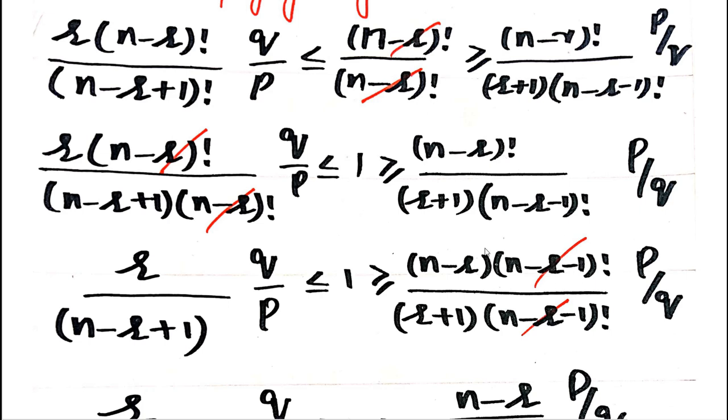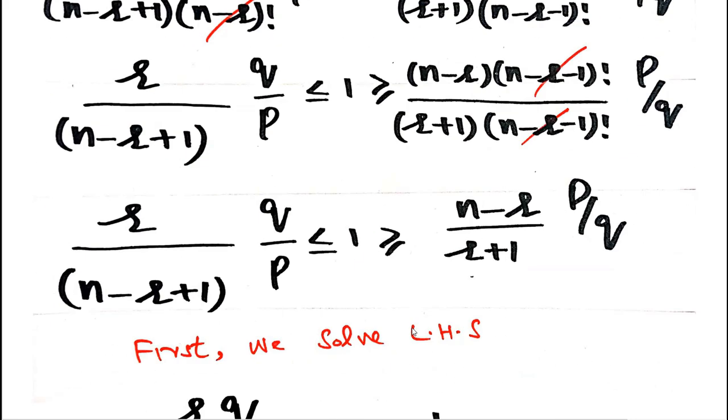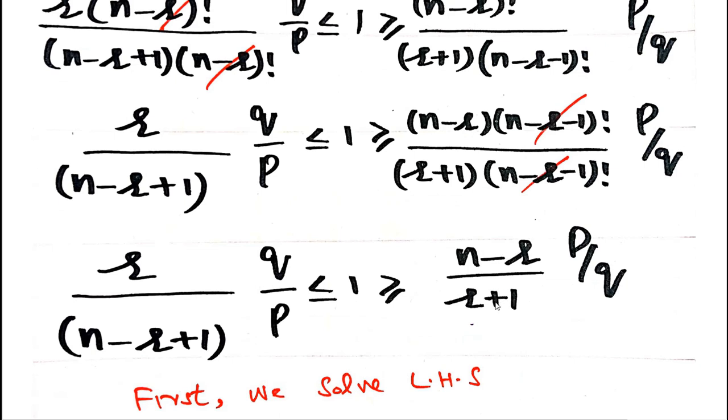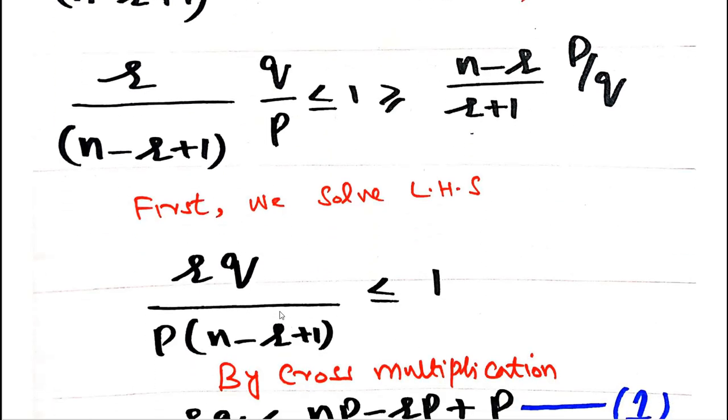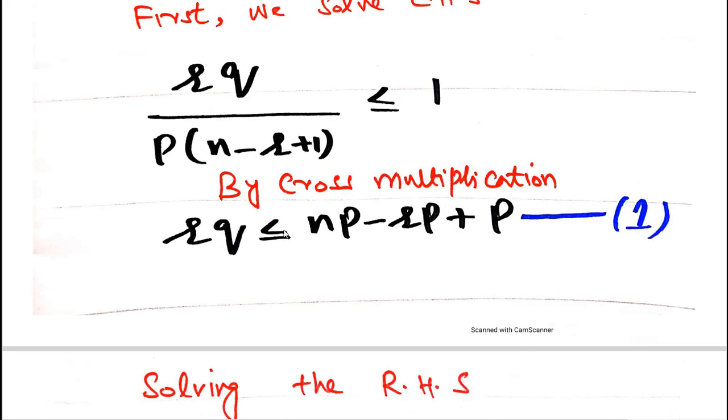N minus r, write n minus r as it is, (n minus r minus 1) factorial over (r plus 1), (n minus r minus 1) factorial. Cancel this with this (n minus r) factorial. So we have left here (n minus r) over (r plus 1) times p by q, and r over (n minus r plus 1) times q by p. So first we solve the left hand side equation, which is rq over p(n minus r plus 1) less than or equal to 1, by cross multiplication.